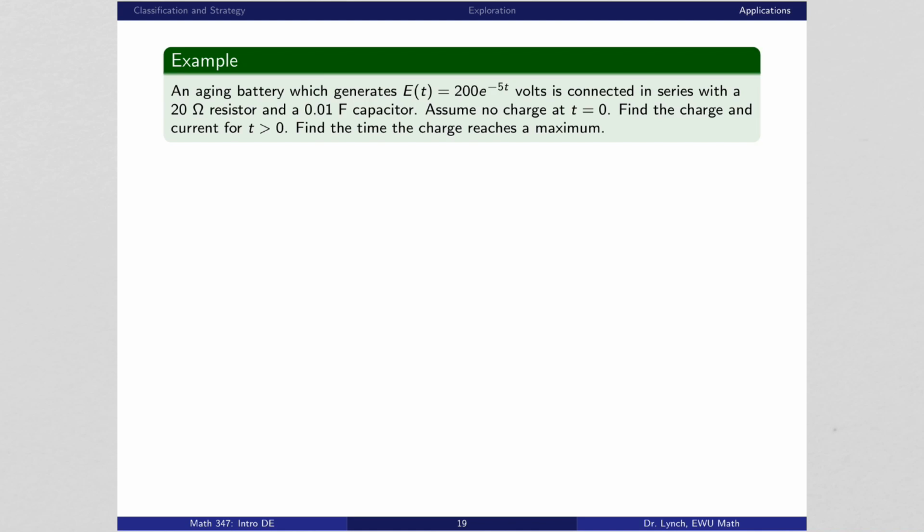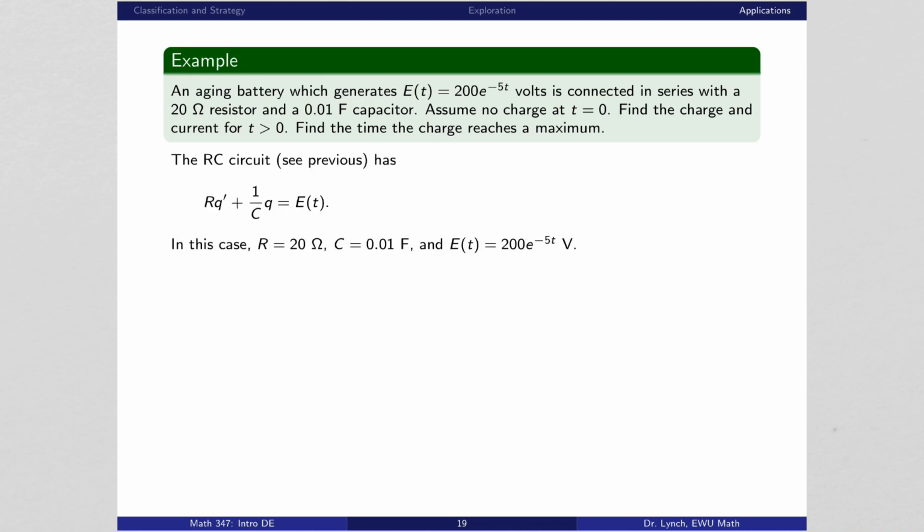So you can think of the circuit diagram looking just like the one we had on the previous slide, except that there's no inductor. We assume no charge at time 0. As you might imagine, that gives us an initial condition. And the goal here is to find the charge and also the current as time increases. And in this problem, we'll also identify the time at which the charge reaches a maximum.